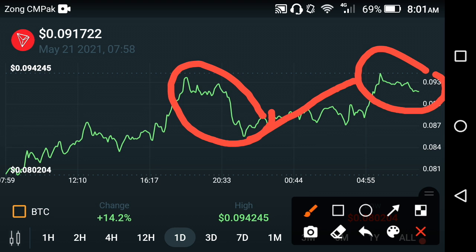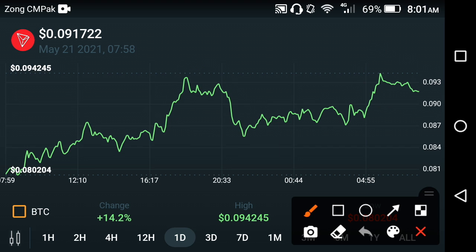Let me show you, friends, let me draw the price chart of TRX. Now at this time a fast drop, and after this drop they gradually start moving upward, and now again a fast drop, and after this drop they again start gradually moving upward, friends. So that is my prediction about TRX, friends.